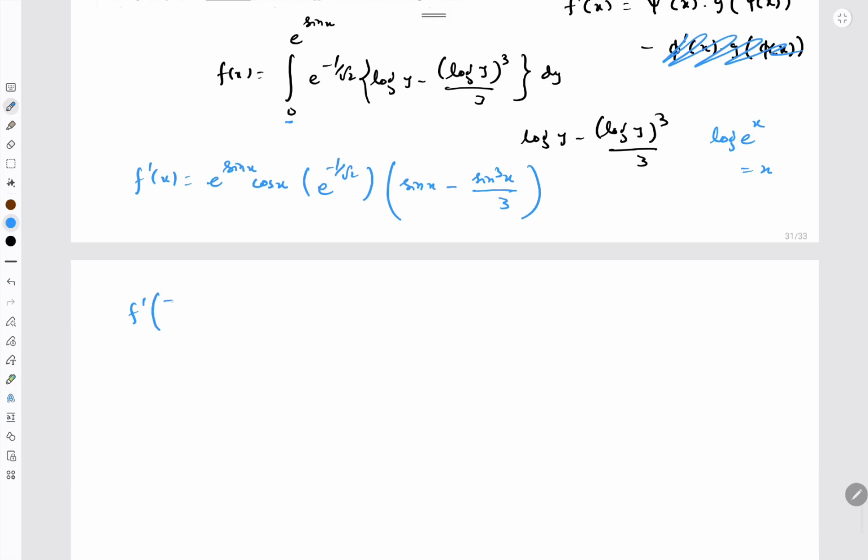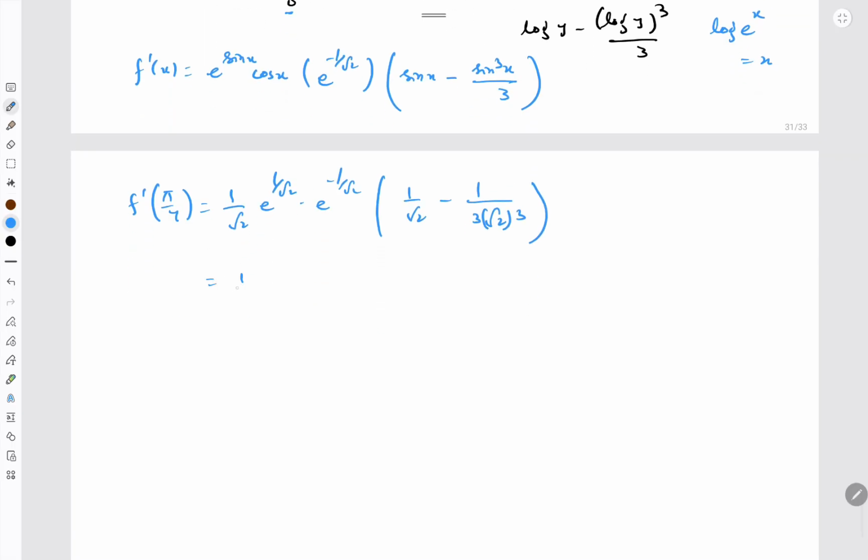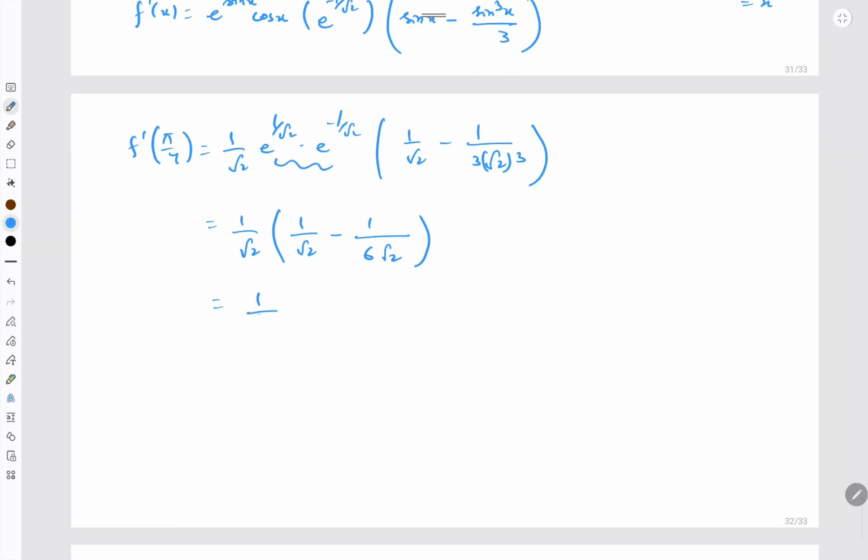So f dash of pi by 4 is 1 by root 2 e power 1 by root 2 into e power minus 1 by root 2, then 1 by root 2 minus 1 by root 2 whole cube upon 3, so 1 by 3 times root 2 whole cube. So this is my answer. I can simplify this further. 1 upon root 2 e power 1 by root 2, and this thing will get cancelled out, right? 1 by root 2 minus 1 by 6 root 2. So I can multiply this thing, so 1 by 2 minus 1 by 12.